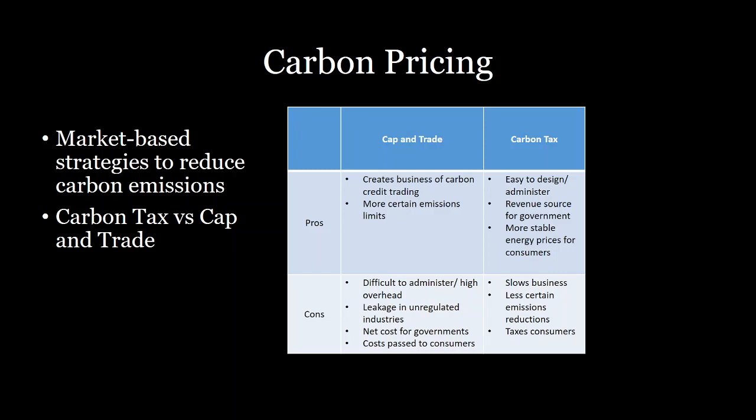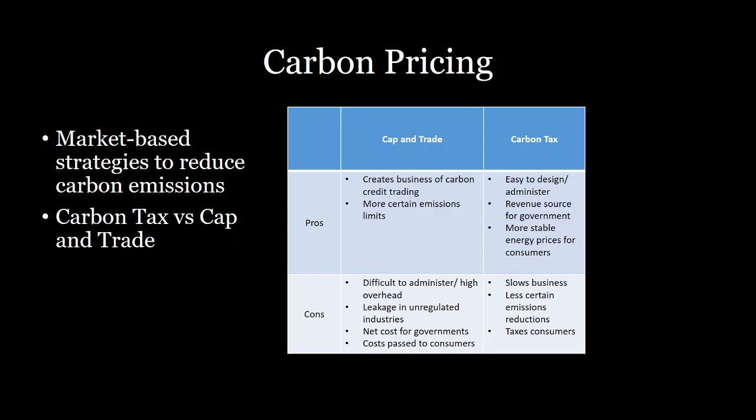And you can have a lot of leakages from unregulated industries, people that don't report the amount of emissions that they're releasing into the atmosphere. And so in effect, it's a cost to the government, and a lot of times those costs can be passed to the consumer, which is never a great idea.